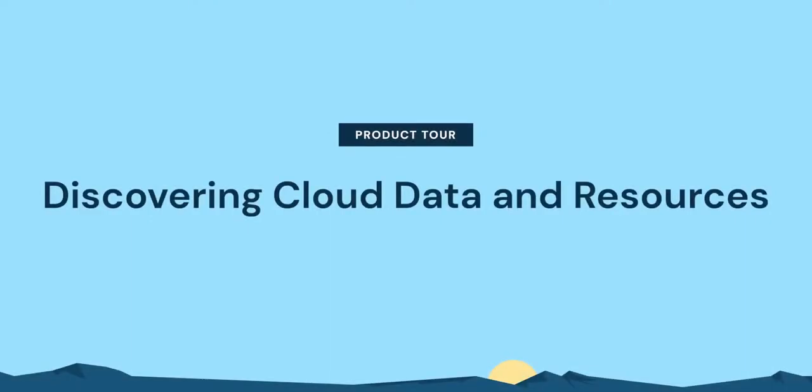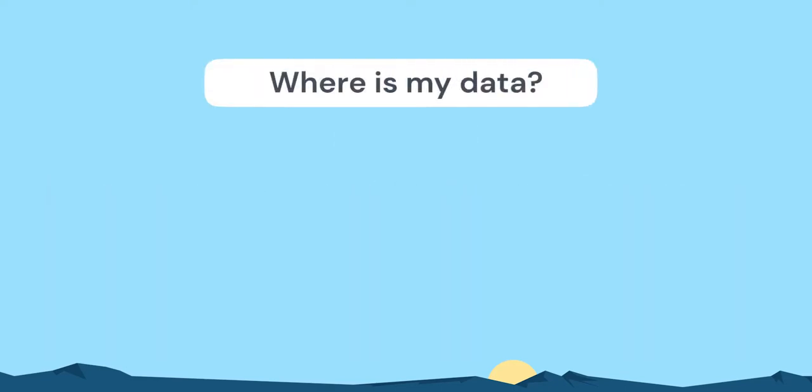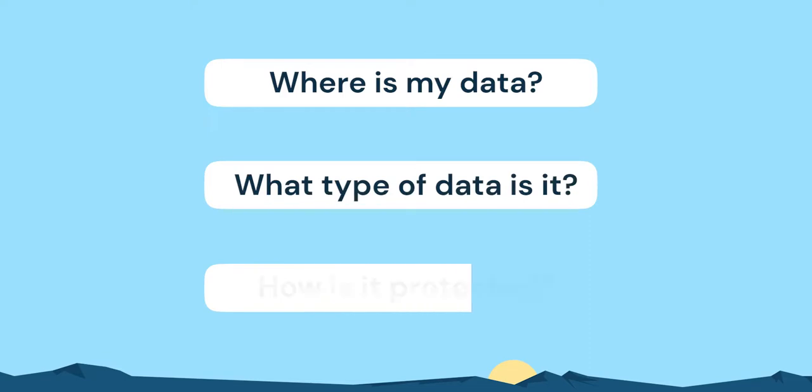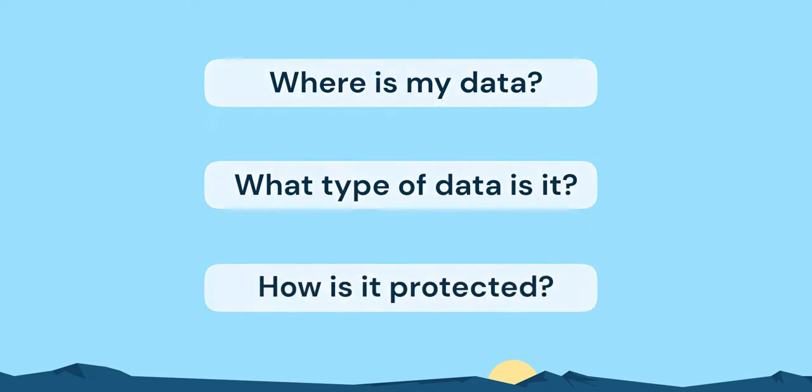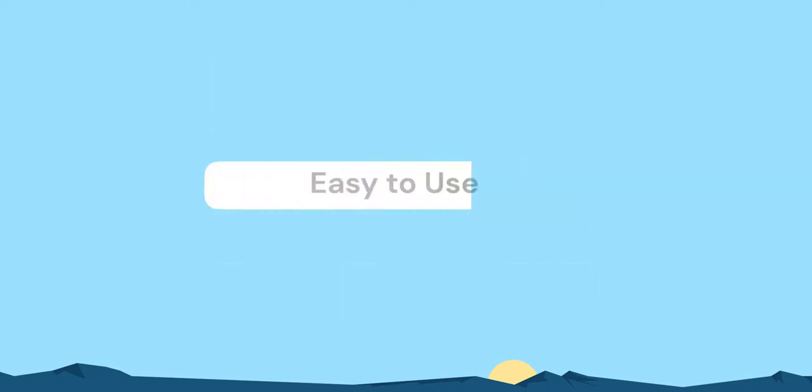Today, we're going to showcase how OpenRaven provides automated cloud asset inventories down to specific instances of sensitive data, making answers to historically tough questions like, where is my data? What type of data is it? And how is it protected? Fast and easy. Among the many challenges we solve are ease of use.